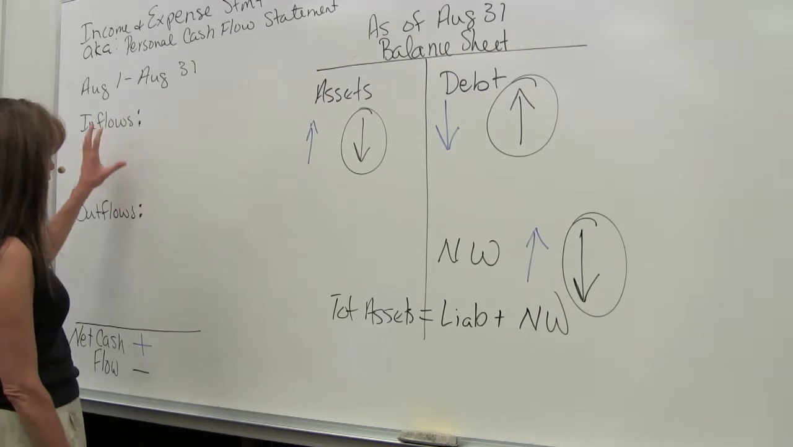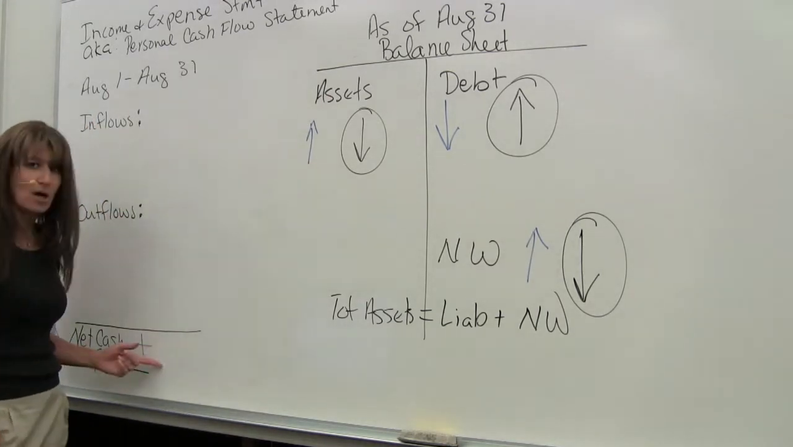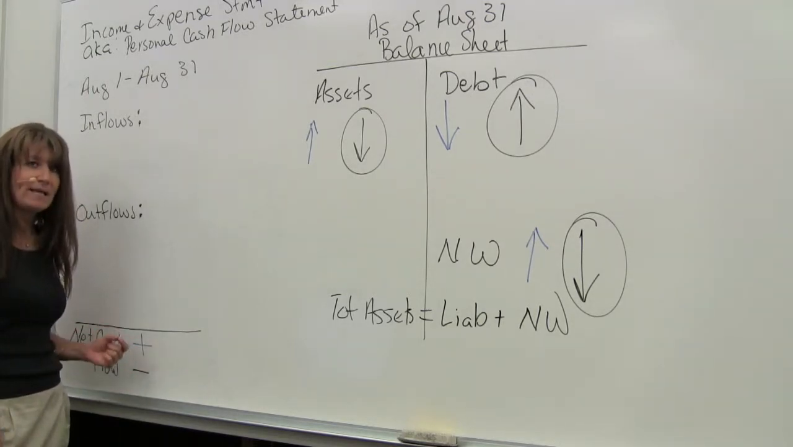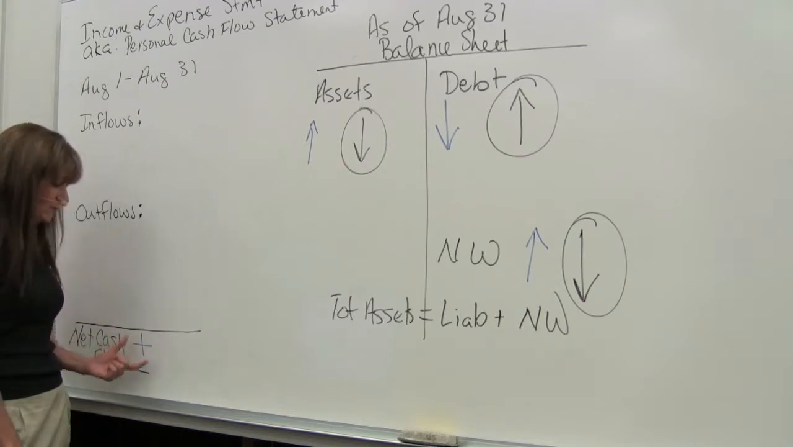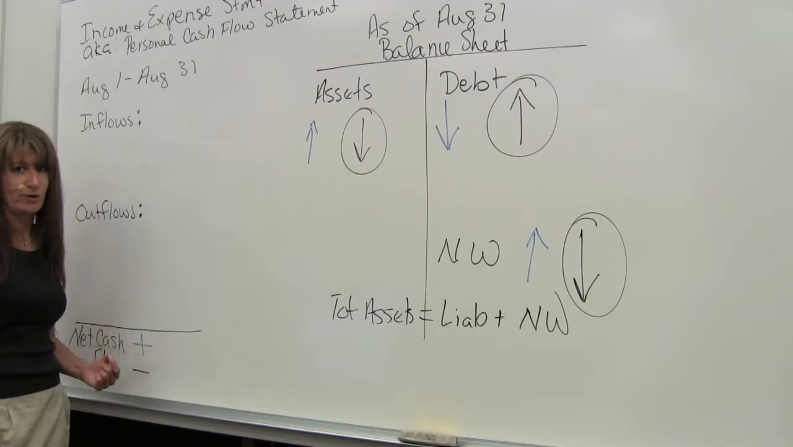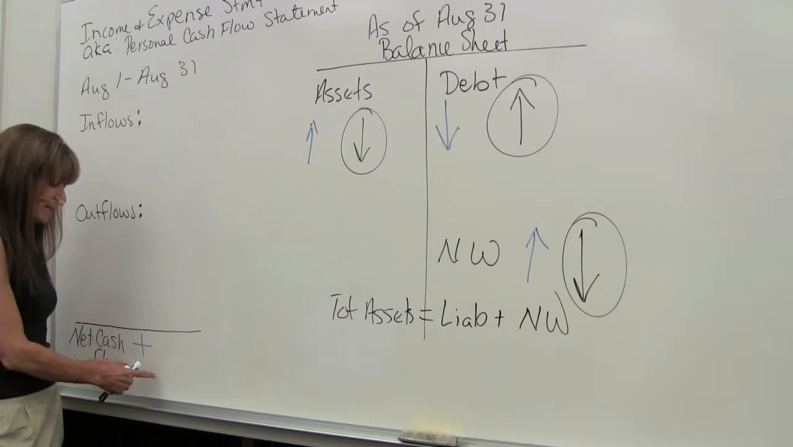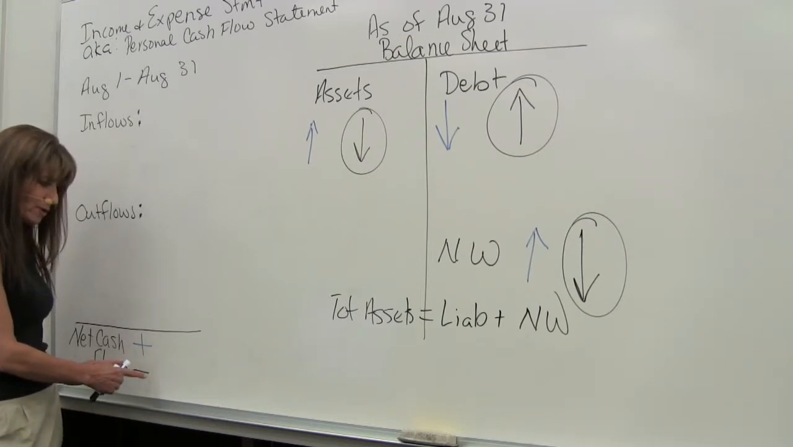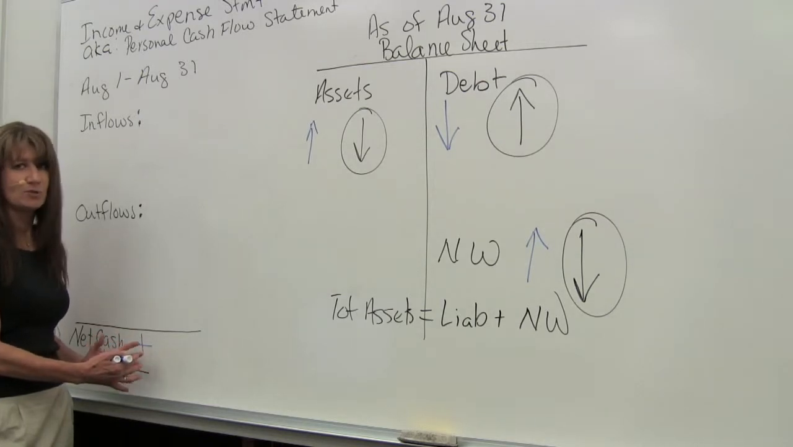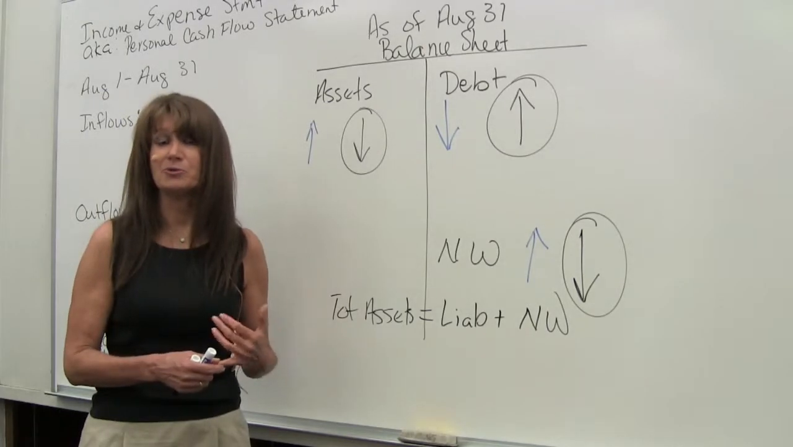And then inflows minus outflows equals net cash flow. Net cash flow is either positive or negative. If you are spending less than you earn, then your net cash flow is going to be positive. If you are spending more than you earn, then your net cash flow is going to be negative. And everybody spends more than they earn sometimes.